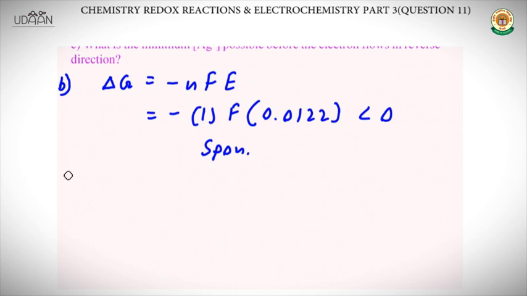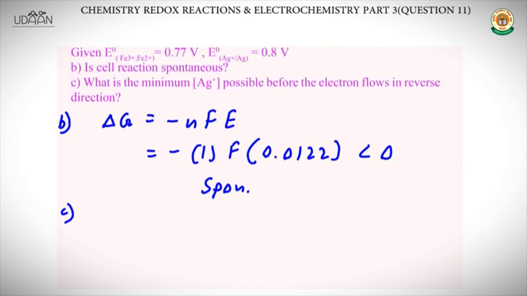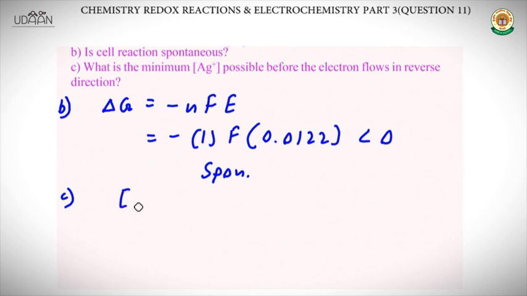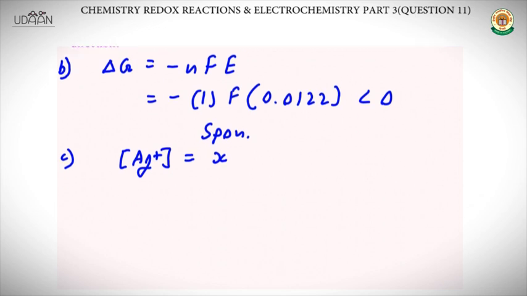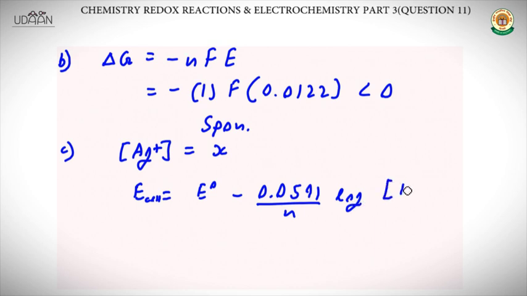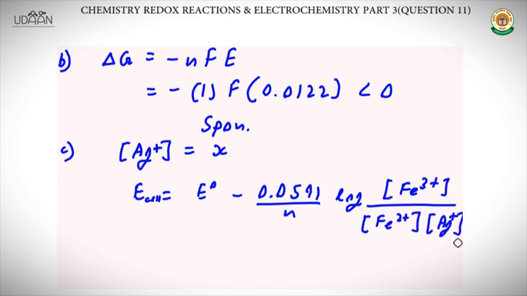So we move on to the third part, where we have to find out the minimum Ag plus concentration possible before the electron starts flowing in the reverse direction. So Tushar, please take us through this. We need to find the Ag concentration, so we'll take it as x molar. We'll use the Nernst equation: E cell equals E naught minus 0.0591 by n log Q, and we calculated Q in the first part, which was Fe3 plus by Fe2 plus into Ag plus. These are the concentrations.